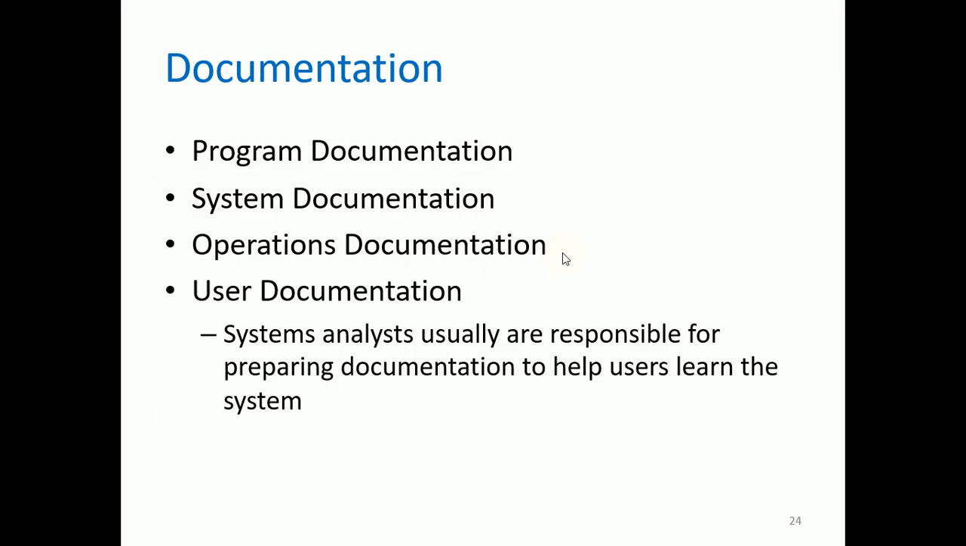Okay, next, aside from testing, we also have documentation. We have 4 types of documentation: program documentation, system documentation, operations documentation, and user documentation. Program documentation describes the inputs, outputs, and processing logic for all program modules. System documentation describes the system's functions and how they are implemented. Operations documentation contains all the information needed for processing and distributing online and printed output.